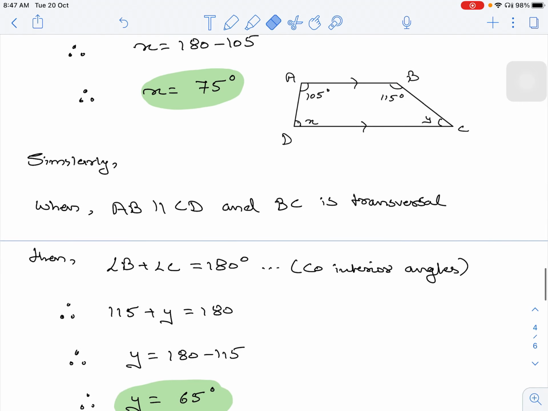So in this way, by using the property that these two lines are parallel to each other and a third line is a transversal, then the co-interior angles, their total is equal to 180. We can solve examples based on trapezium.